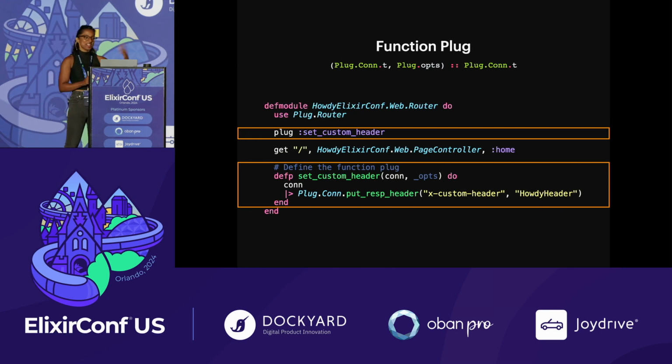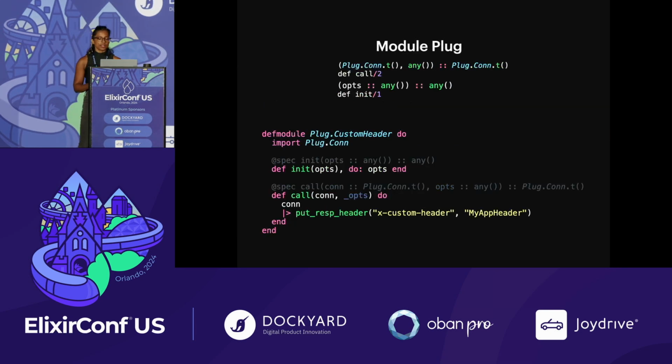You have this idea of creating a set custom header function, and then using that within my router. So my router has plug set custom header, and then it's just a single function that runs. All it does is take that connection and update a header with a custom header. Very straightforward, there's nothing crazy about this, but that's essentially what a function plug is. Within your router itself, you can define that and run it appropriately.